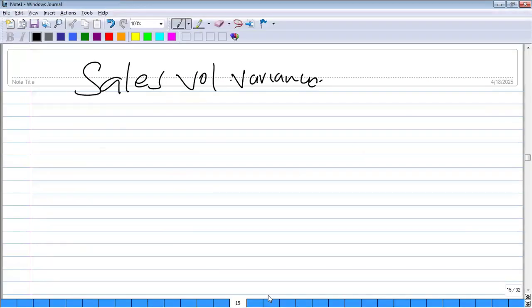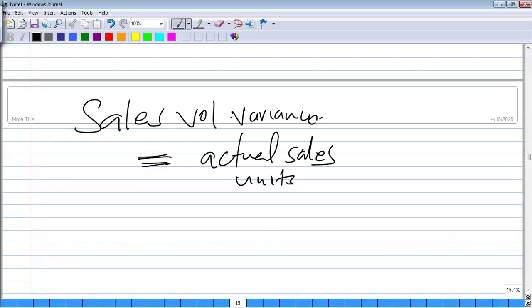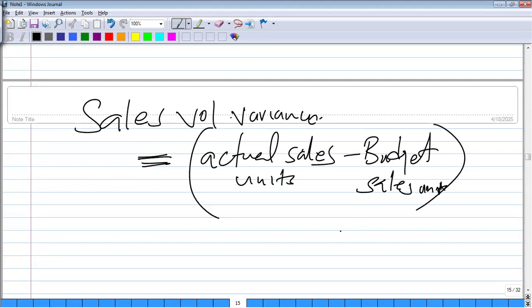So we start with the sales volume variance. And what's the formula? I said, you're not writing, I'm writing, that means you have to speak. Actual sales units minus budgeted sales units, times standard contribution per unit, because we are using marginal costing.